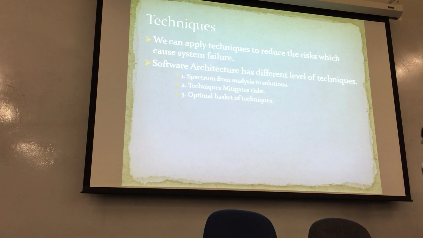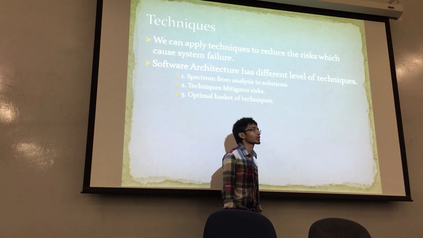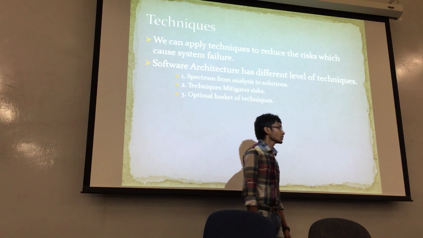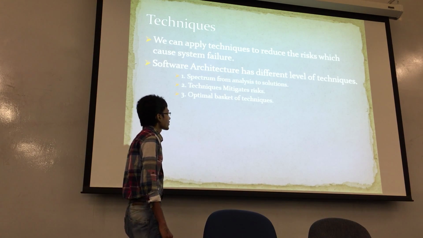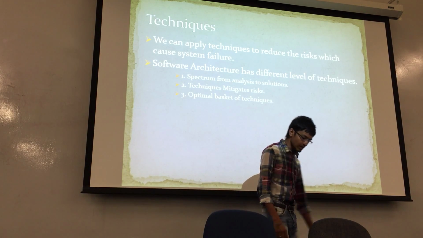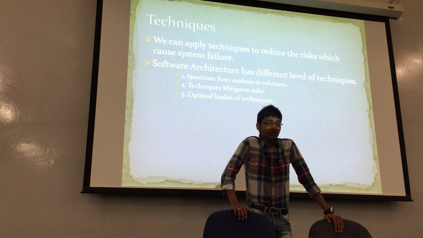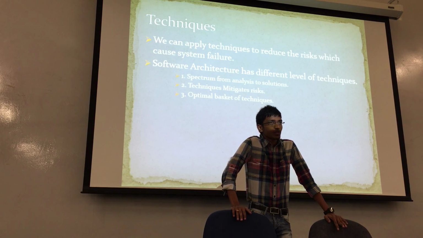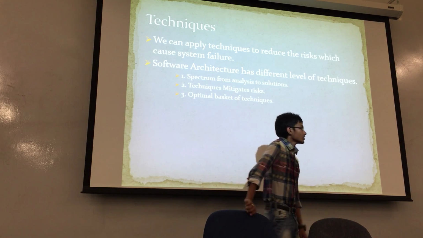After identifying and prioritizing the risk, we'll use some techniques to reduce the risks. Software architecture has different levels of techniques. That is a spectrum from analysis to solution: techniques, mitigation of risks, and an optimal basket of techniques. Actually, these levels are used to analyze the risk, and these three levels will help decide which technique has to be used.